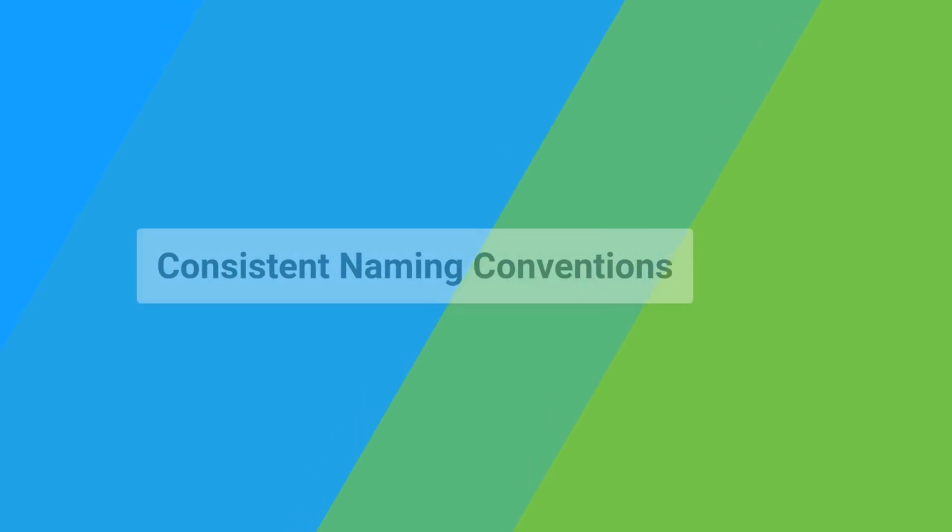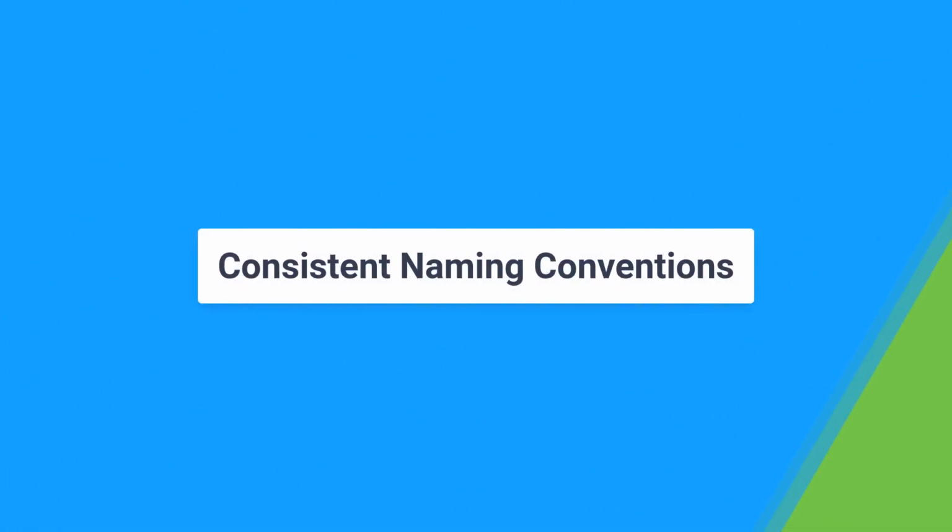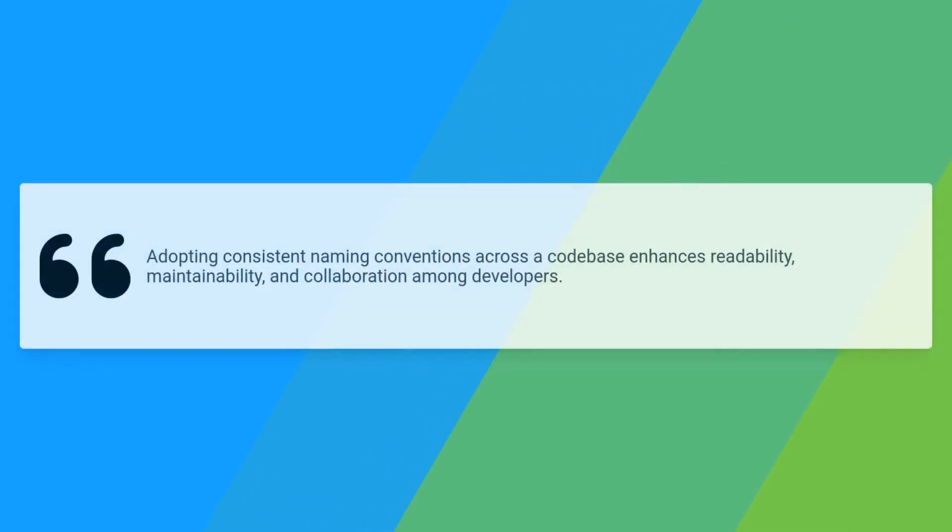Consistent naming conventions are a set of guidelines for naming variables, functions, classes, and other code entities in a uniform and standardized manner. Adopting consistent naming conventions across a code base enhances readability, maintainability, and collaboration among developers. These conventions define a common language for expressing the purpose and role of each code entity, making it easier for developers to understand and work with the code.